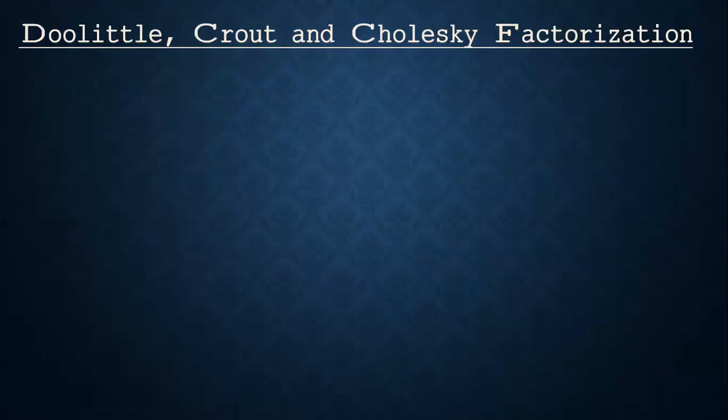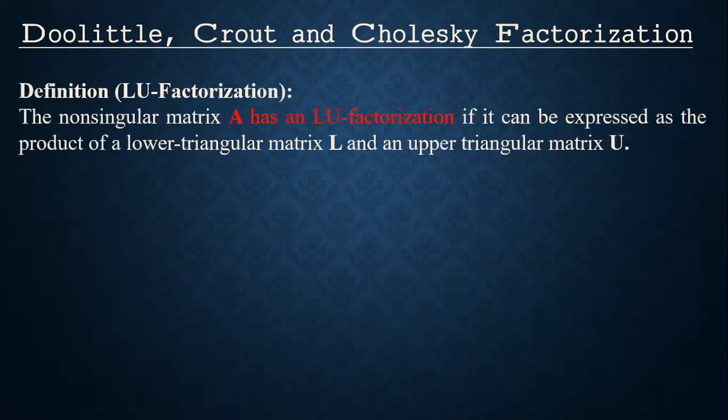Let us differentiate between the Doolittle, Crout, and Cholesky methods. A definition: LU factorization method. The non-singular matrix. You know non-singular matrix, a matrix whose determinant is not equal to 0. The non-singular matrix A has an LU factorization if it can be expressed as the product of a lower triangular matrix L and upper triangular matrix U.